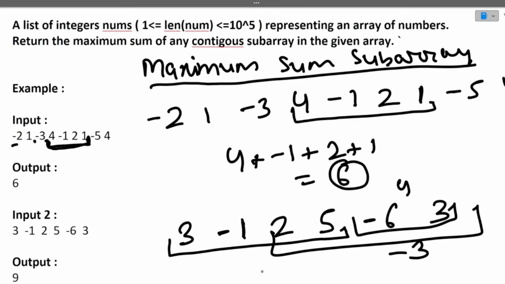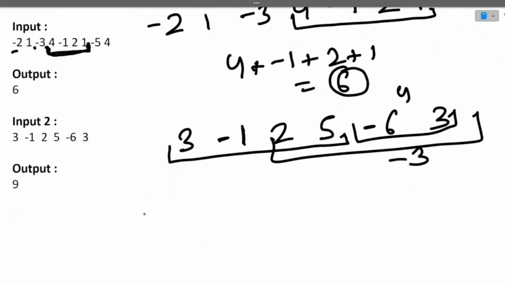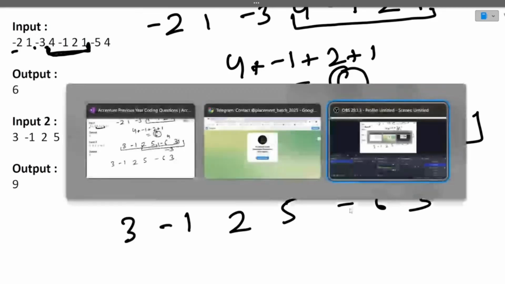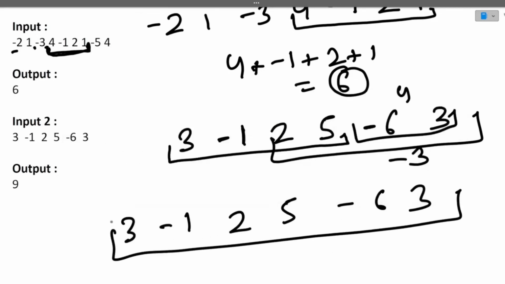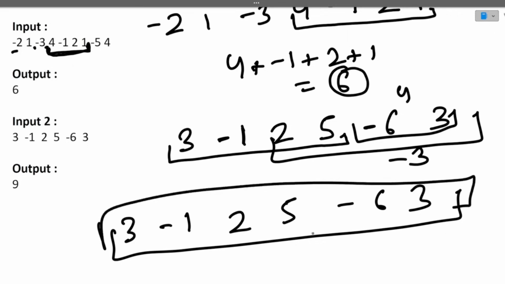Now you will be thinking, sir, we have to find the maximum sum subarray, it's very simple. There is one array that is given to us: 3, -1, 2, 5, -6, 3. Now you will say, sir, we will add all the numbers and the resultant will be the maximum sum subarray. But this answer is wrong. Why? Because there are negative numbers also in between.